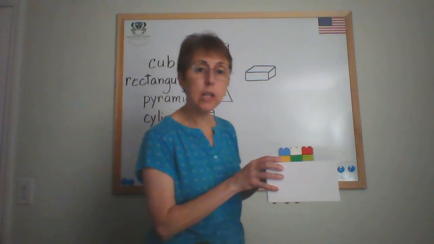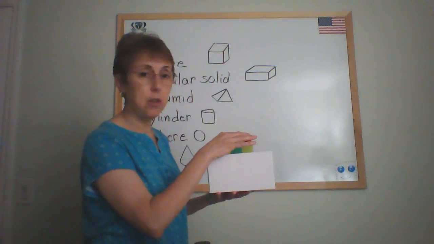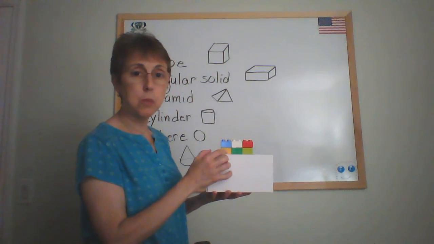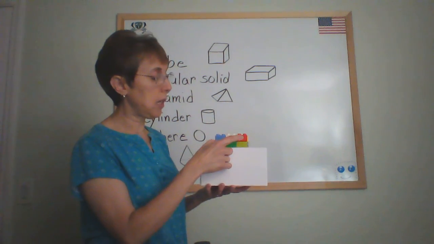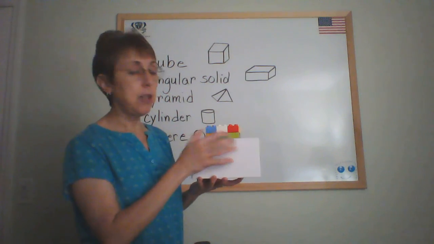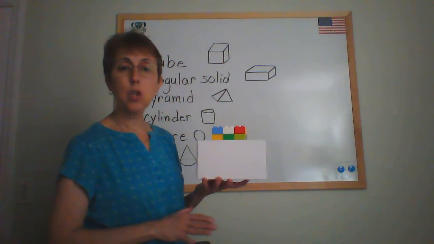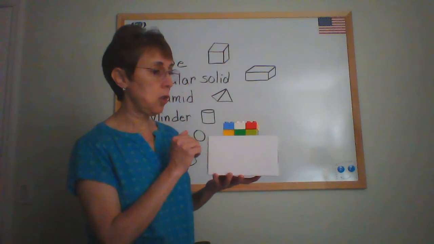Now, when you look at the front of this rectangular solid and you look at the cubes, you can see that you have a blue, a yellow, a white, a green, a red, and a light green. And so it's very clear that you can see 6 cubes by looking at the front of this rectangular solid. There are 6 cubes here.